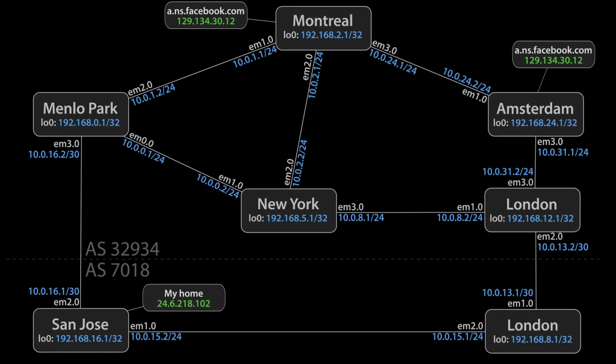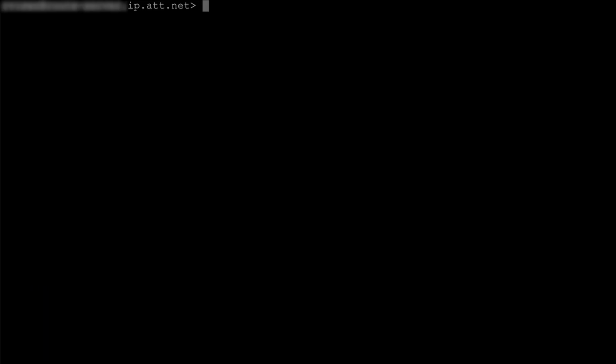So that's a super high-level overview of how large networks like Facebook and AT&T connect together to form the internet. So let's take a look at what routing information AT&T really has about Facebook. So now I'm on that router that I've got access to that's actually connected to AT&T's live network. And, you know, as we saw before, it's got about 850,000 routes. But we can look for routes that match a particular autonomous system path.